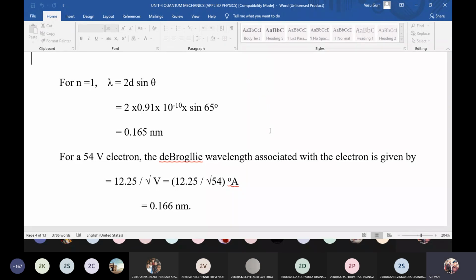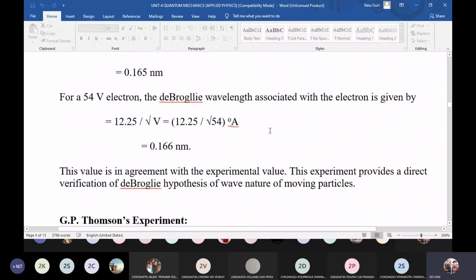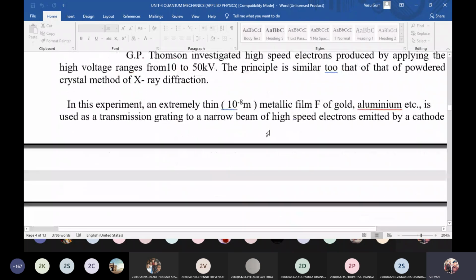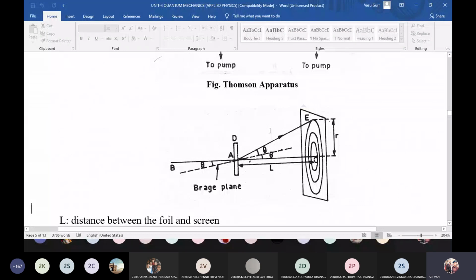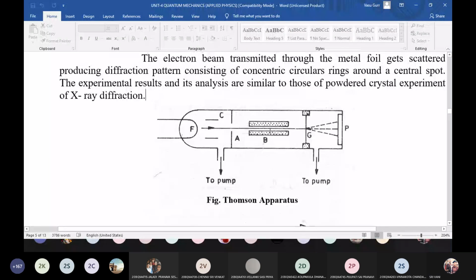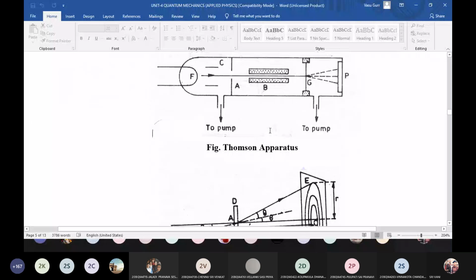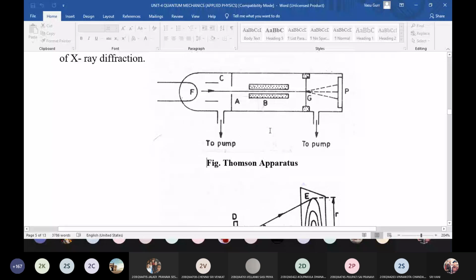You completed this? Next one, next practice the G.P. Thomson experiment, circuit diagram. Okay, draw the Thomson apparatus, G.P. Thomson apparatus.